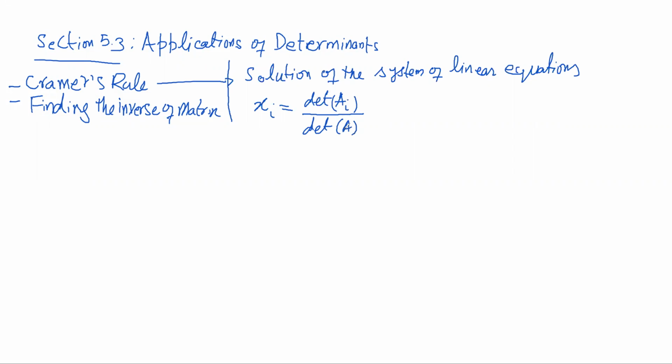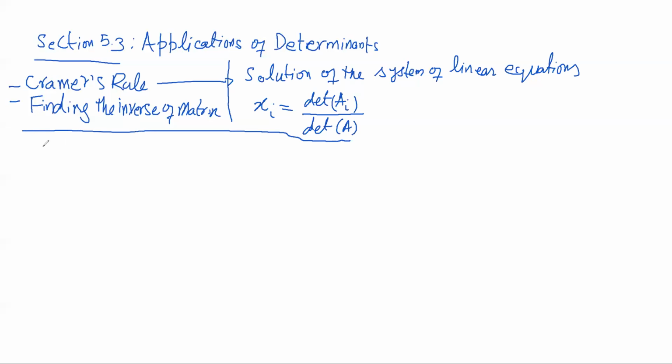So A will be the matrix for the coefficients of the system of linear equations, whereas Ai will also be the matrix for the coefficients of the system, but the ith column of the matrix will be replaced by the coefficients on the right hand side of the equations. Cramer's rule actually provides such a method. I can illustrate this with the help of examples, and then after that we will find the method for finding the inverse of the matrix.